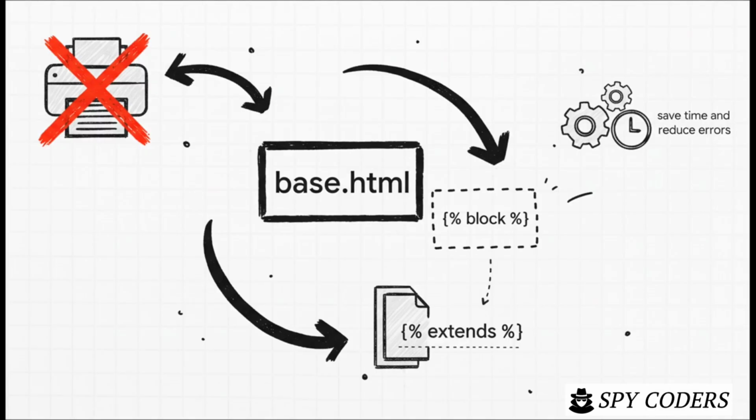So let's do a super quick recap. First, just stop the copy-paste madness. Create a central base.html for all your shared layout code. Use {% block %} tags inside it to create your editable placeholders. And then in your child pages, use {% extends %} to pull in that base and fill in the blocks. The result? You're going to save time, you'll reduce errors, and your project will be so much more enjoyable to work on.